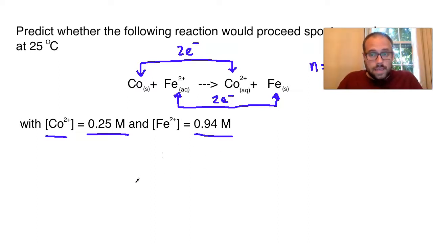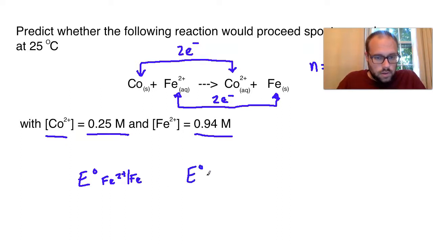So I'm going to need to find the Ecell standard from the charts for this reaction, assuming that it was at standard condition. Then I can solve for the concentrations where it's not at standard condition. Right? So I'm going to need 2 values from my chart. I'm going to need the reduction value for the iron, so that's iron 2 plus and iron, and then I'll obviously also need the one for the cobalt. So that's the E for the Co2 plus, Co.